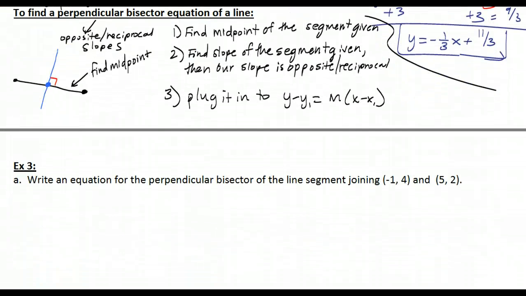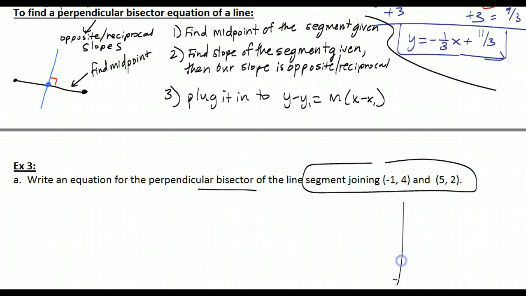Okay, so I personally like to kind of draw a picture just so you can see what's happening. So I want to write an equation for the perpendicular bisector of this segment. So what's happening is I have this segment, from negative 1, 4 to 5, 2. So that's my segment. I want to find a perpendicular bisector line of that segment. So basically, I want to create an equation for that blue line I just drew.